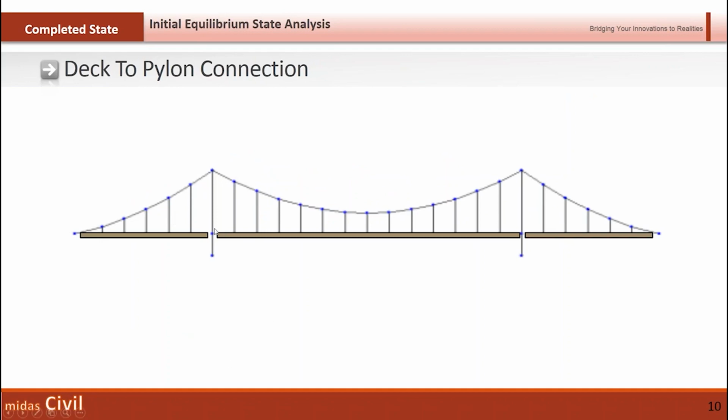So the deck is not continuous over the pylon. So the moments are released for the deck and pylon connection here, and even the deck is now free to move in the horizontal direction. This is the initial connection that will be there for the decks. Okay, so we have to release moment here on both ends, and we have to release translations basically on both ends.